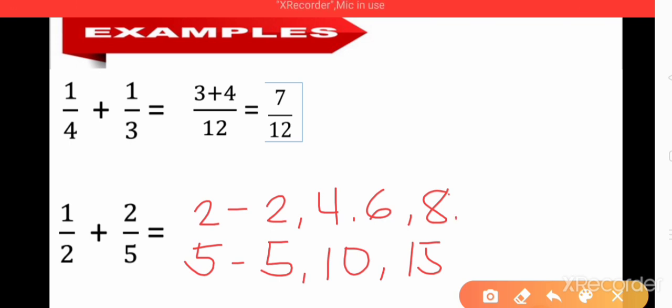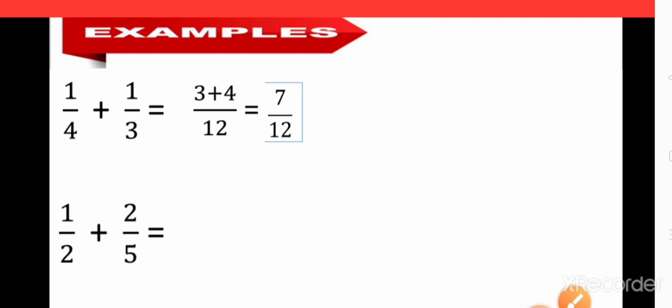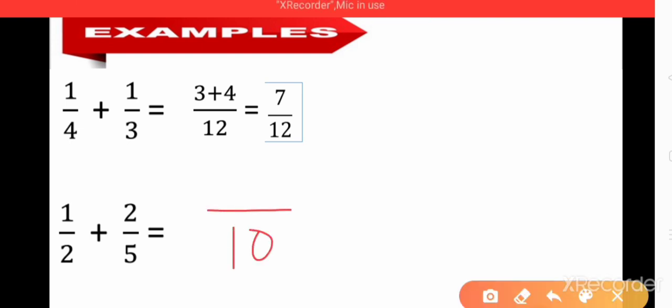So, sa 2 muna, 2 times 5 will give you 10. So, may 10 sa 5, kaya ang magkapareho ay 10. So, 10 yan ang ating LCD. And then, divide sa first denominator ng fraction, which is 2. So, 10 divided by 2 will give you 5. Times 1 will give you 5.